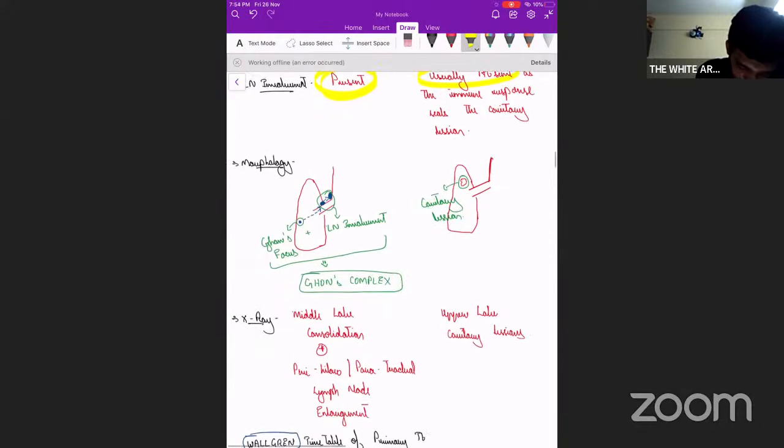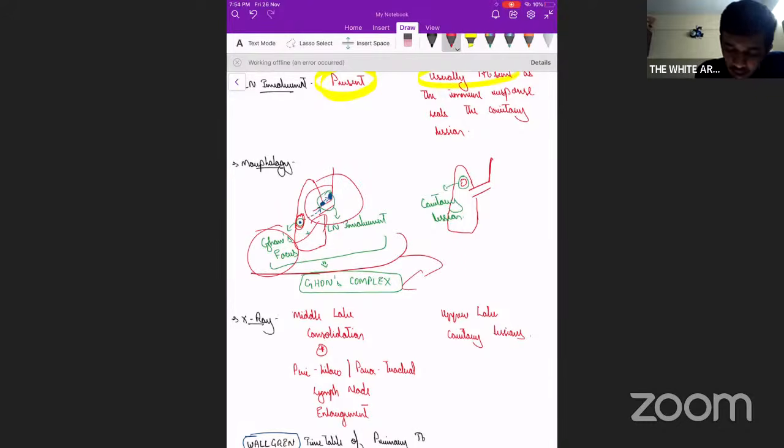Now coming to the morphology of the lesion, the subpleural focus of consolidation is called the Ghon focus. Then there will be lymphatogenous spread, which will lead to perihilar and paratracheal lymph node involvement, and both together we call the Ghon complex. And over here it will usually be a cavitary lesion.